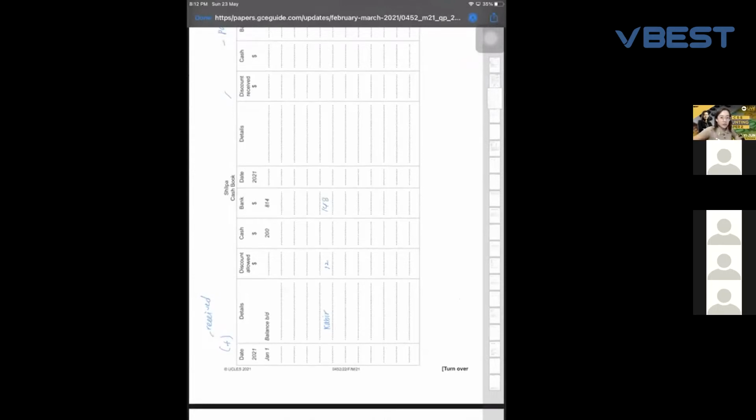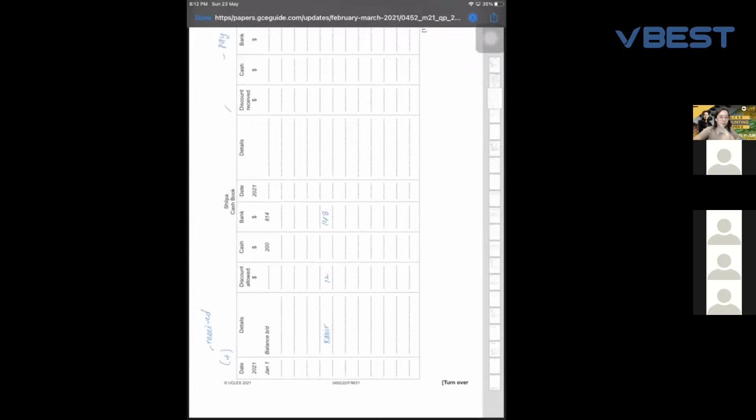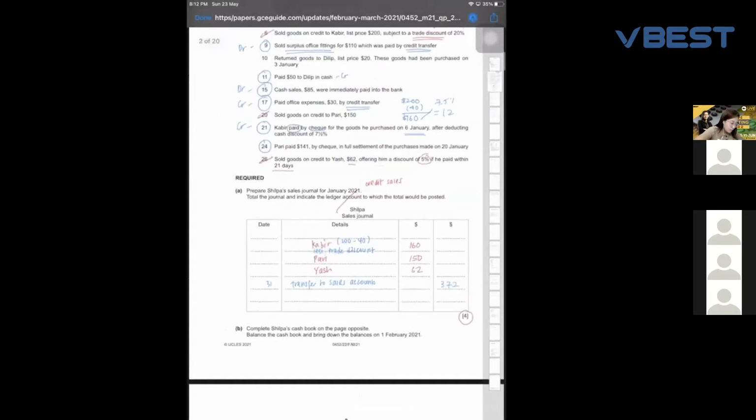So this is a bit special. Don't forget about the trade discount. If you have a cash discount, you subtract the trade discount first, and only then go and find the cash discount. You have to do it step by step. Now, what is the next one?